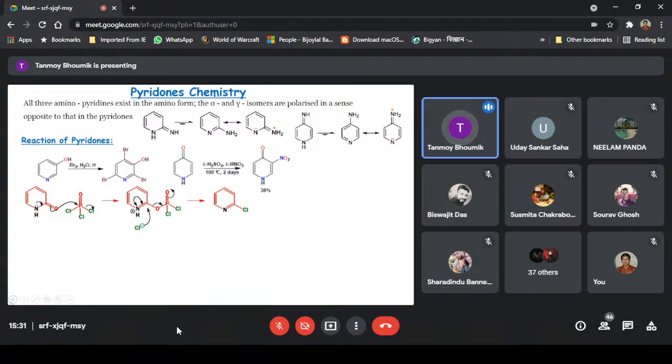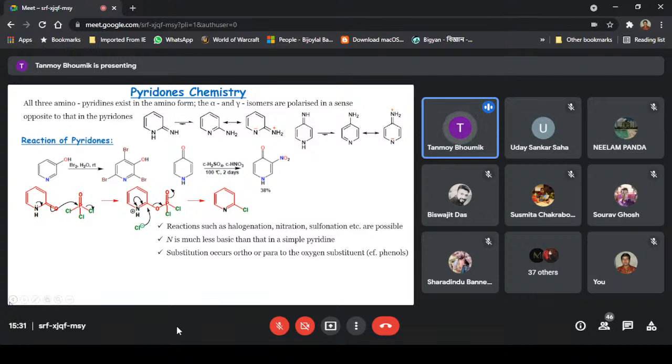In the pyridone reaction similarly, whenever the pyridone has a 3 position substituent and bromine water is there, then it can form a brominated product at the ortho position, and that can participate in nitration, and this can participate in the nucleophilic substitution of the pyridone. Reactions such as halogenation, nitration, and sulfonation are possible.